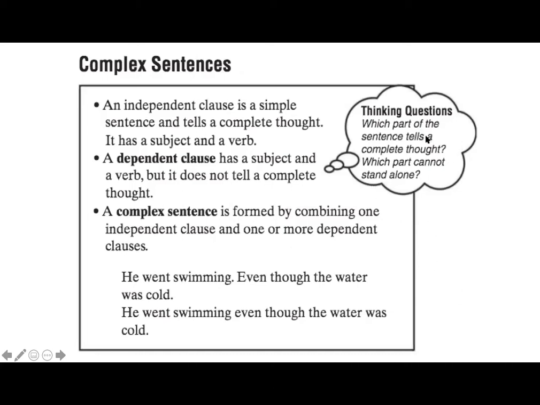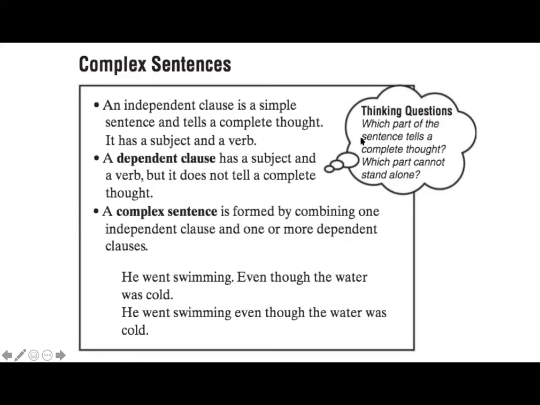Complex sentences. An independent clause is a simple sentence and tells a complete thought. It has a subject and a verb. A dependent clause has a subject and a verb, but it does not tell a complete thought. A complex sentence is formed by combining one independent clause and one or more dependent clauses. He went swimming even though the water was cold. Lovely. Thanks for reading, Winter.